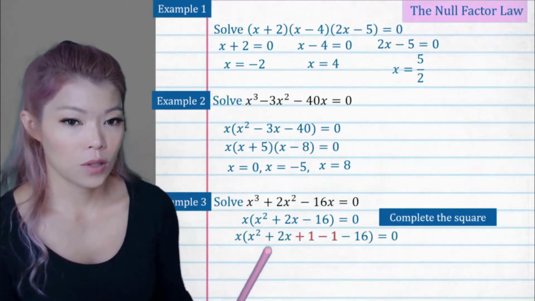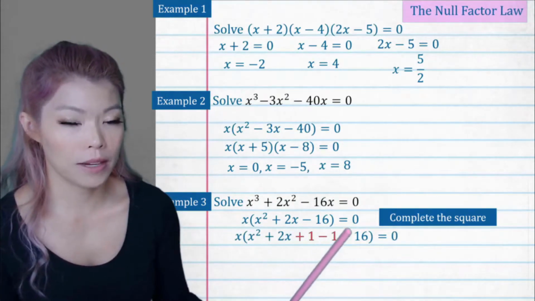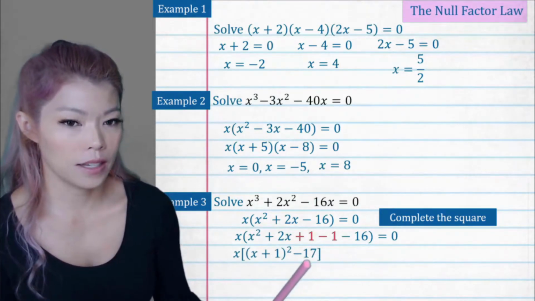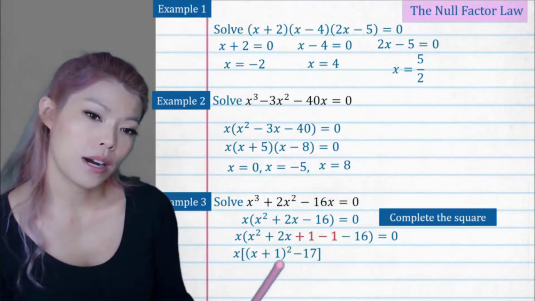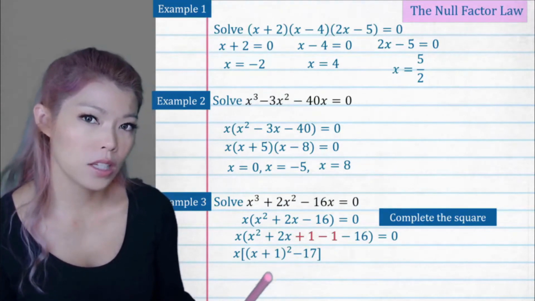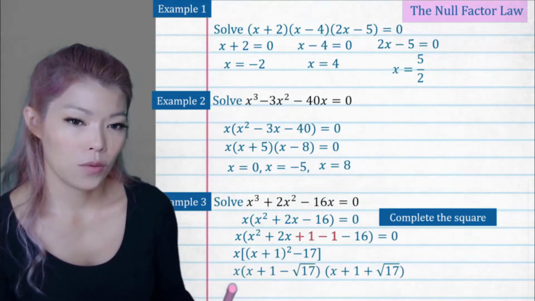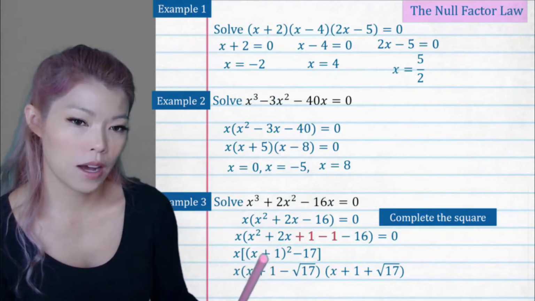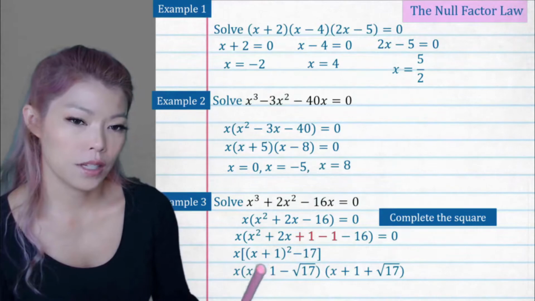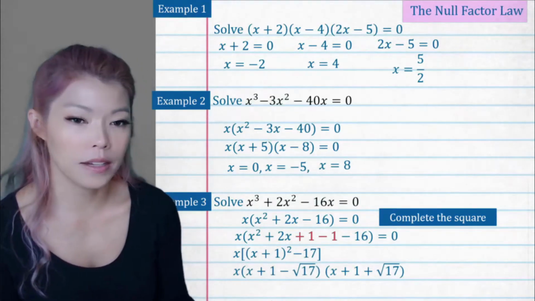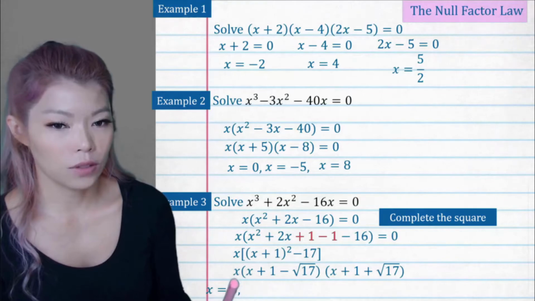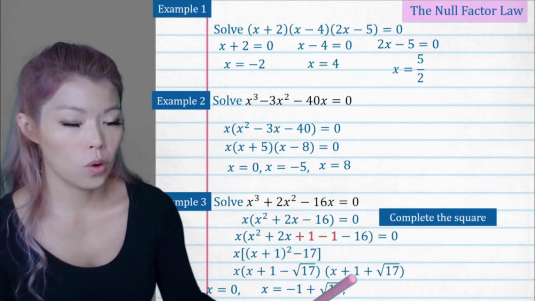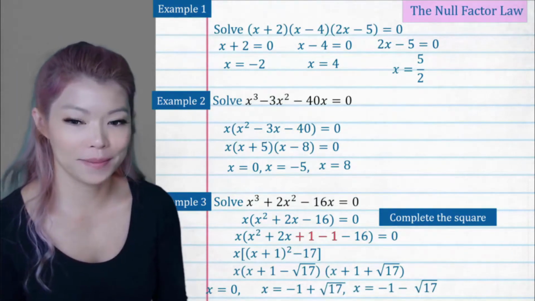So here we have x squared plus 2x plus 1 minus 16. So this section here becomes x plus 1 squared, and minus 1 minus 16 is minus 17. Do notice the brackets that I'm using and try to use the same brackets so you're consistent. And now we can do the difference of two squares because of that minus there. So now the first part minus square root of the second part, the first part plus the square root of the second part. And now we can use the null factor law. So x is 0, or minus 1 plus square root of 17, or minus 1 minus square root of 17.